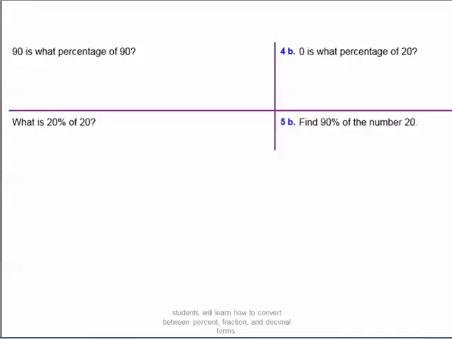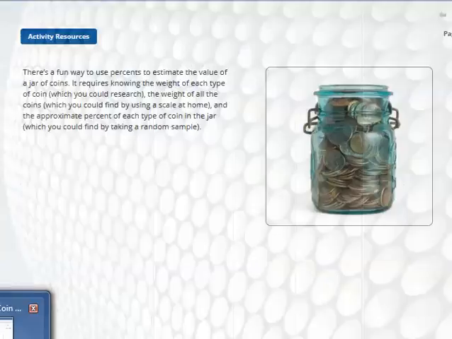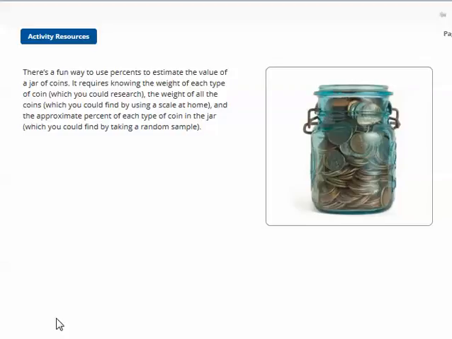We played that game a little bit, and then it says Coinbank. What in the world was I thinking about here? Well, you know what? I am going to do a little bit of trickery here. Let's see here. I do have it. Here it is.